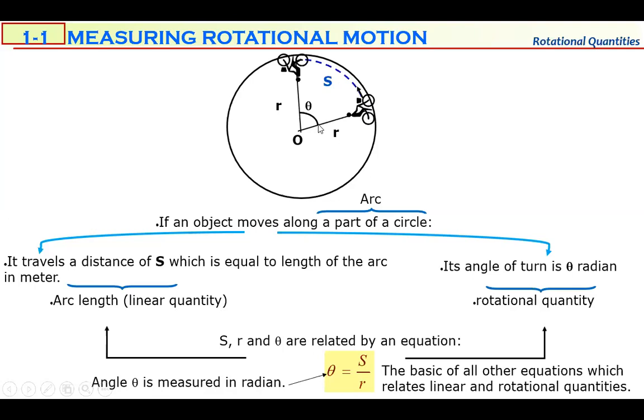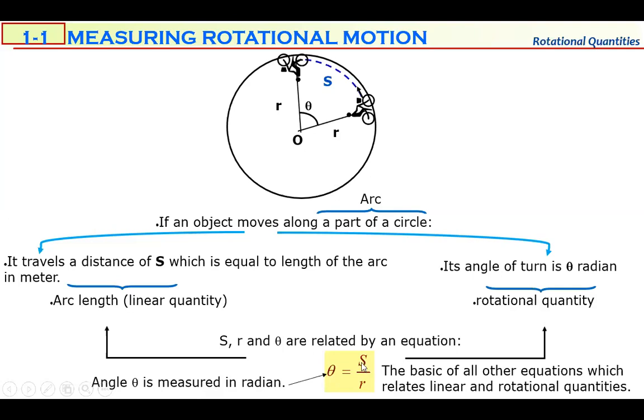Angle theta is a rotational quantity, or angular quantity. R is the radius of the circle, which is also a linear quantity. S, R, and theta are related by an equation. Theta, this angle, is equal to arc length divided by the radius of the circle.